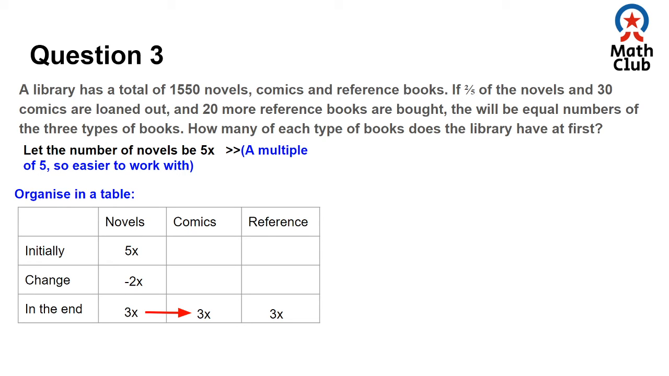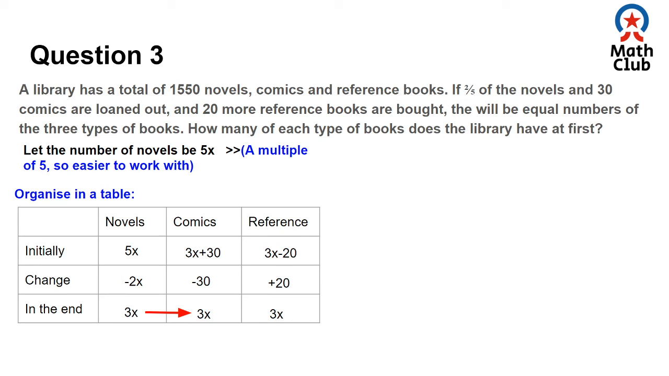Right, so coming into comics, as you can see, 30 comics are loaned out, so it's a minus 30. However, then initially it will be 3x plus 30. Try to think about this for a while, because the plus 30 and the minus 30 cancel out, so it becomes 3x. And for reference book, 20 is bought, so initially there's 20 less, so it's 3x minus 20. Well, this is the table method. We've got everything filled up ready.